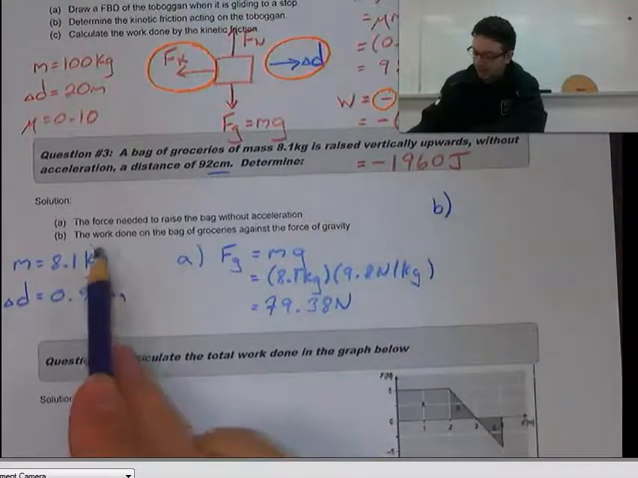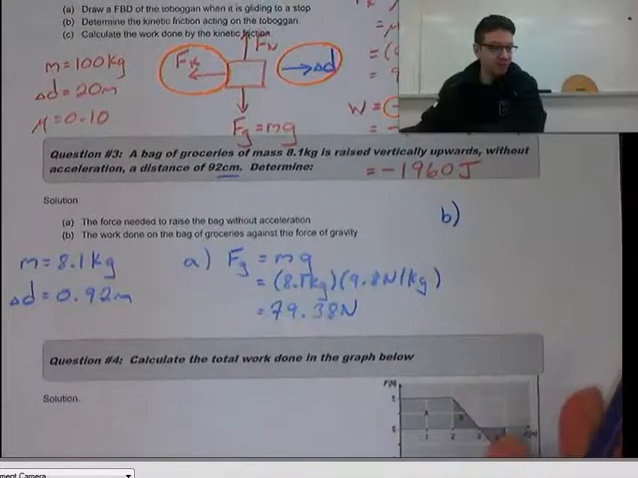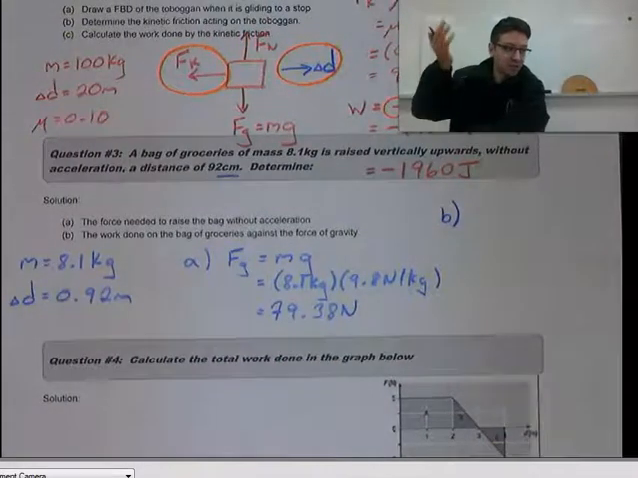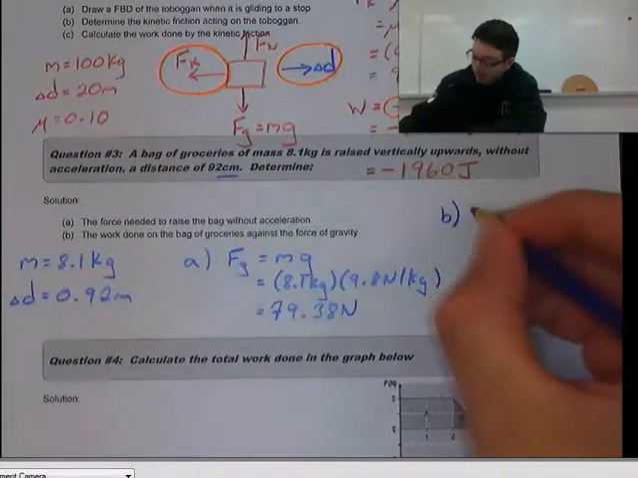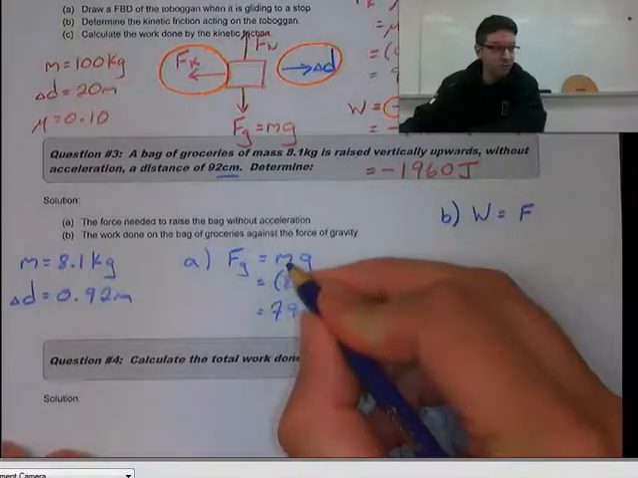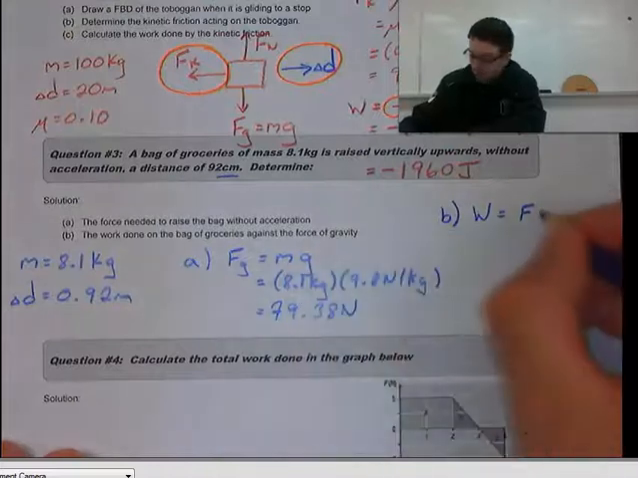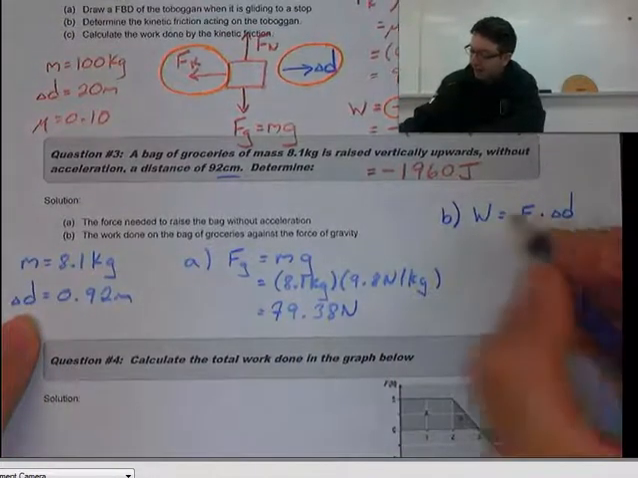Part B says the work done on the bag of groceries against the force of gravity. So the work that we do against the force of gravity. Right? So we're lifting it upwards, and so we're applying an upwards force. That's positive work. And we can calculate it by looking at that force, which we must apply to oppose gravity, multiplied by the distance that we raise the bag.